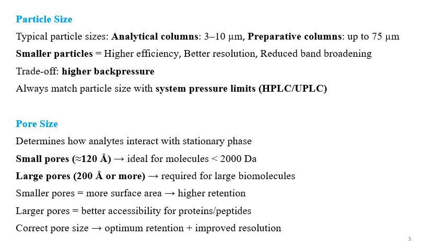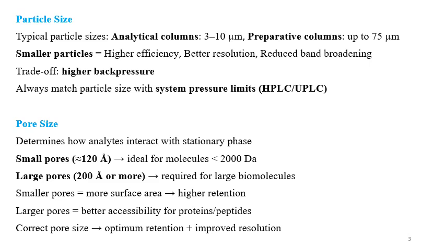Particle size of the stationary phase. Typical particle size of the columns is from 3 to 10 micron. Preparative columns have up to 75 microns. Smaller particles will give you higher efficiency, better resolution and reduced band broadening. The trade-off is that higher back pressure will be there. Always match particle size with the system pressure limits, whether you are using it for HPLC or UPLC.